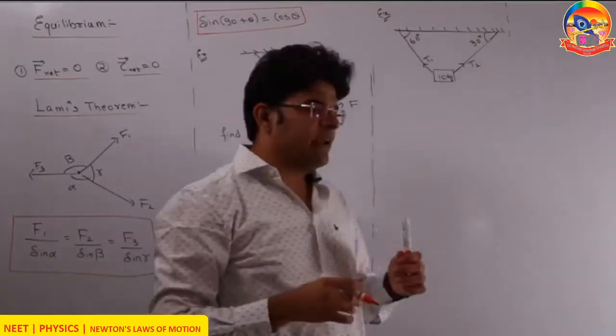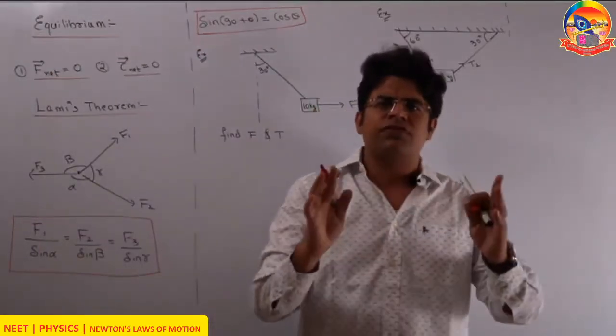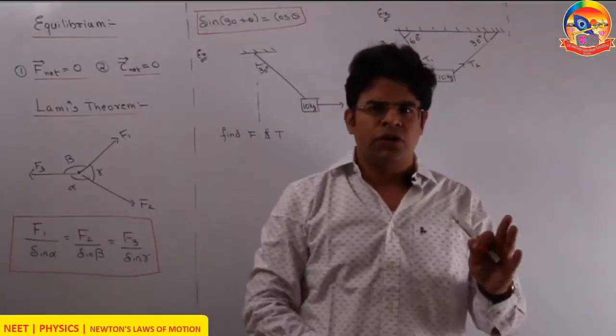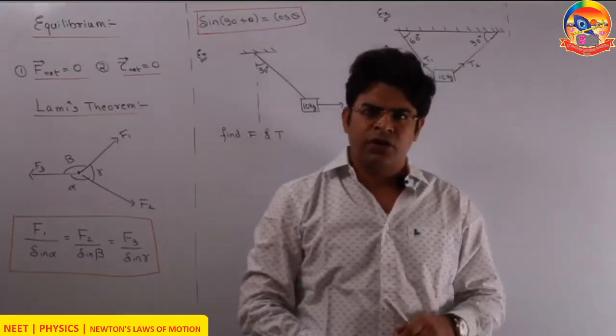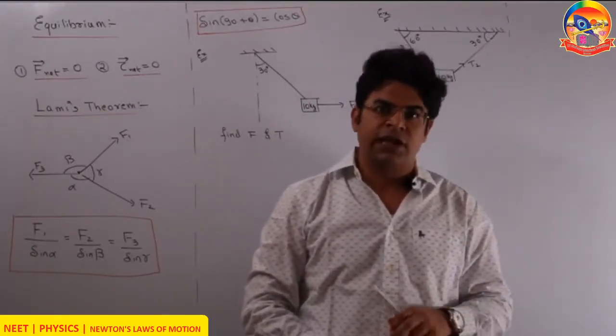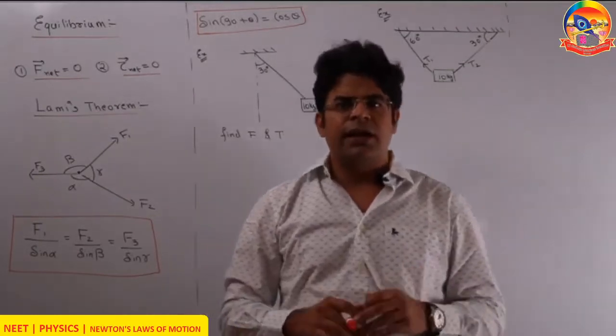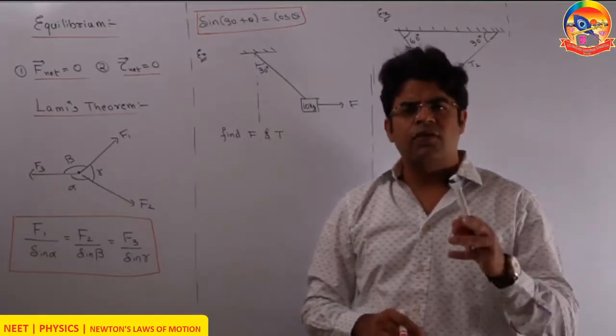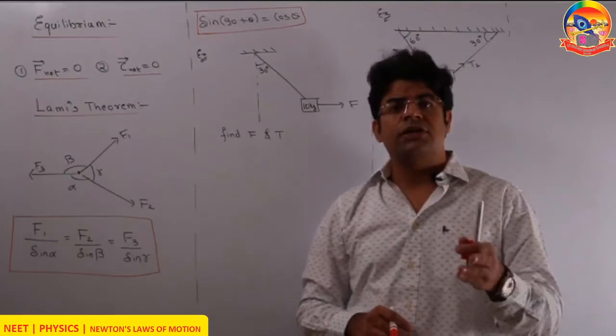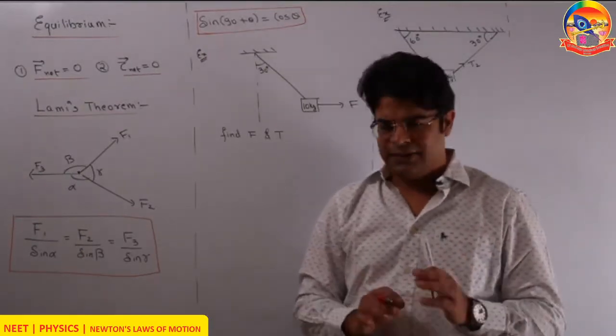So if you ever get sine of 150, don't even think of it as sine of 150. Think of it as sine of 90 plus 60. So sine of 90 plus 60 is cos 60, and cos 60 is half. Similarly, if you get sine of 120, that is sine of 90 plus 30, that is cos 30. Cos 30 is root 3 by 2. So that is quite an easy thing.